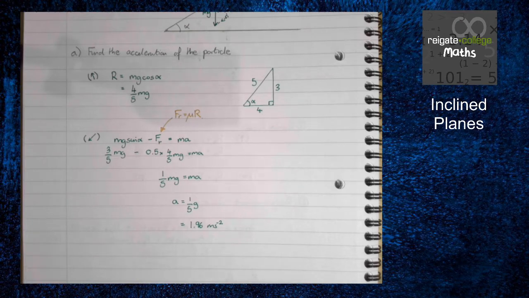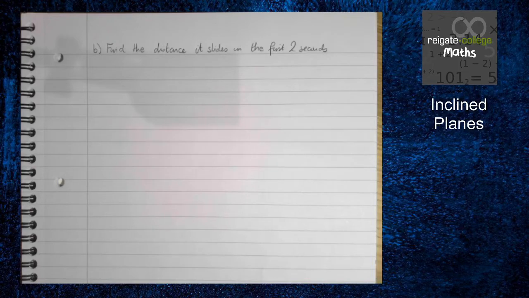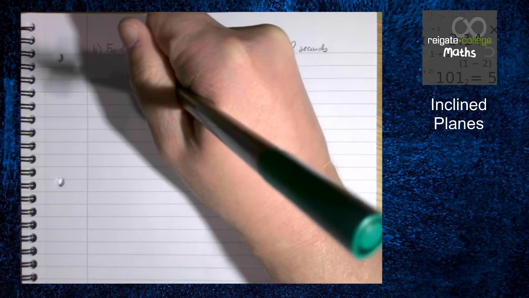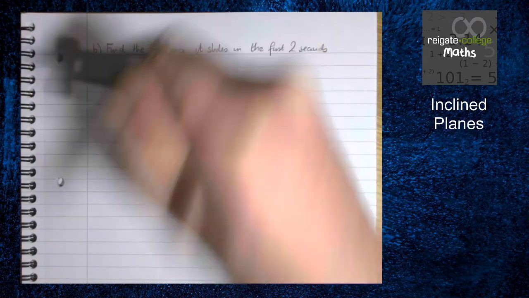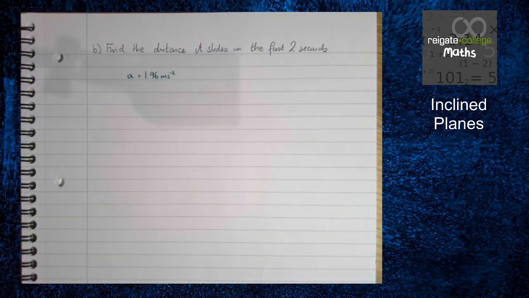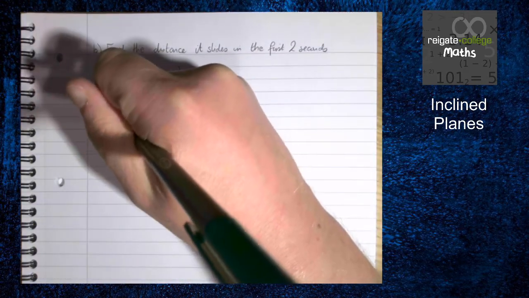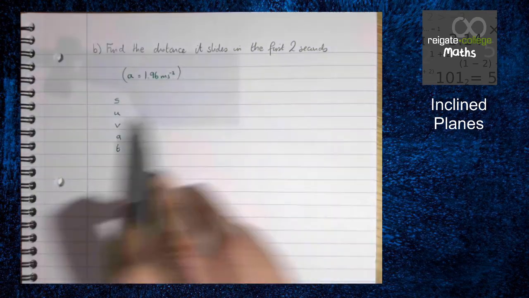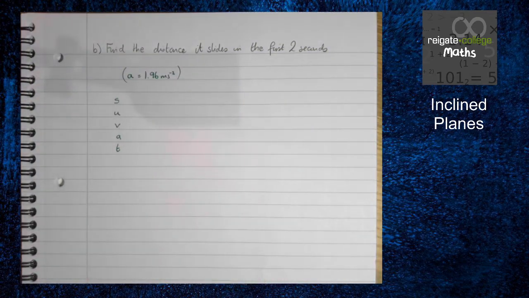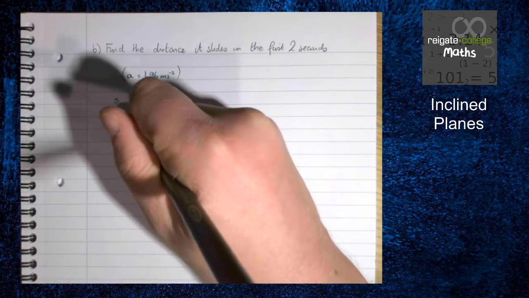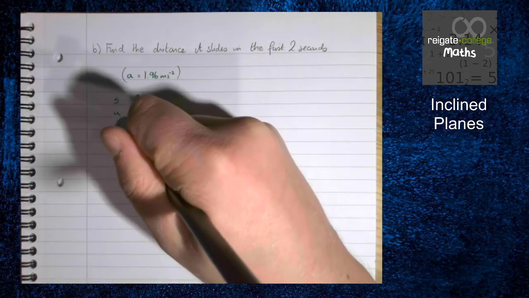We're going to look at a part B now, and it's this here. Find the distance the particle slides in the first 2 seconds. Given we're finding distances, clearly this is a SUVAT question. So we know from part A that acceleration is 1.96 meters per second squared. So what do we write down first? We write down SUVAT. Whether you write it across the page or down the page is entirely up to you. I write it down the page. So the distance, that's the thing we're trying to find. We know acceleration, and we're told time.